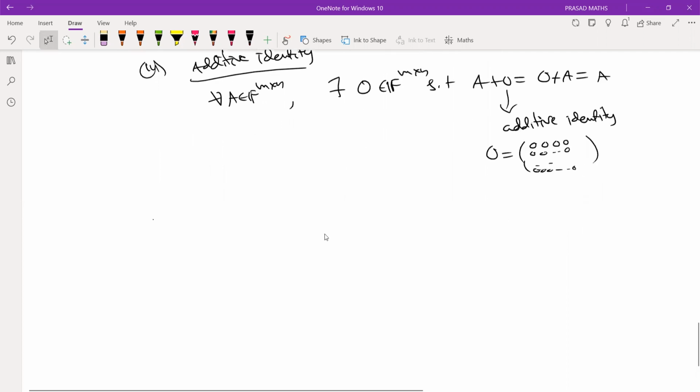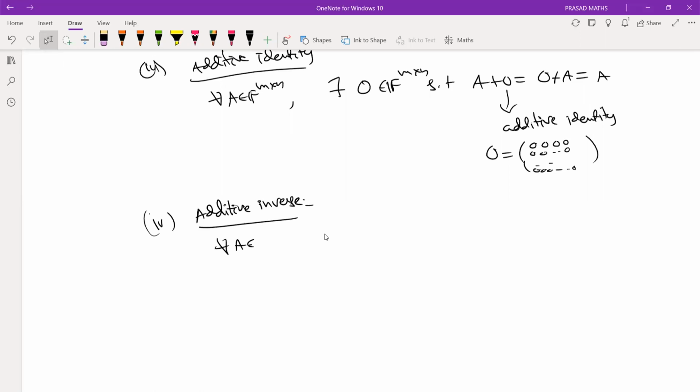Similarly, additive inverse, in short the inverse law with respect to addition. That means you give me any m by n matrix, I can find an inverse, which is denoted by minus A, such that A plus minus A equals minus A plus A equals the zero matrix. So this we call the additive inverse.